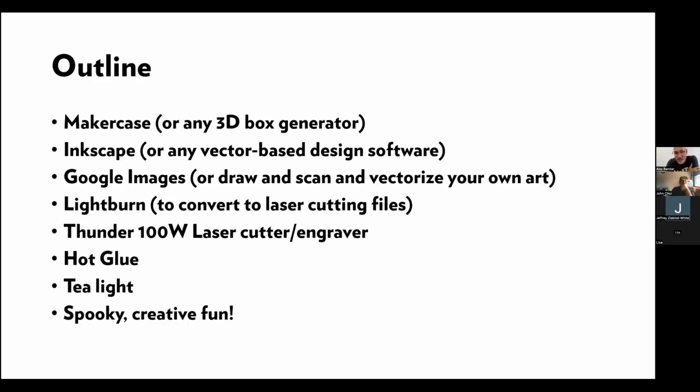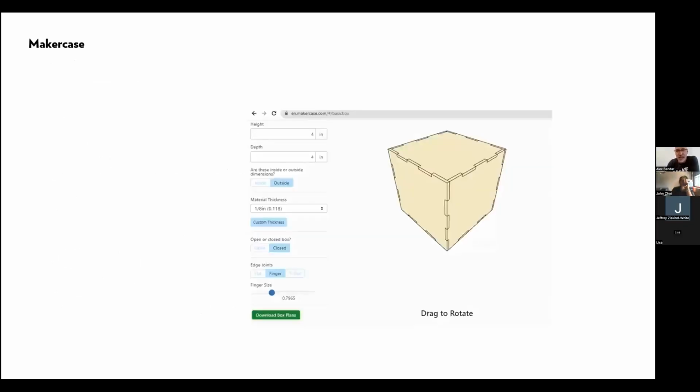Then we'll talk briefly about our laser cutter. And then I hope most people are familiar with hot glue and what tea lights are. And we'll wrap up by showing what it actually looks like to take the parts you've laser cut and then actually assemble it into a component. So we'll go through a few more of these.